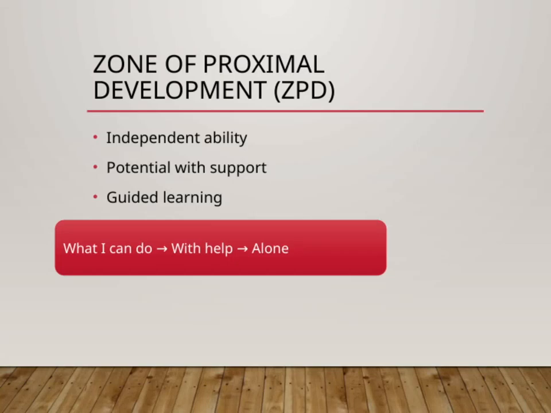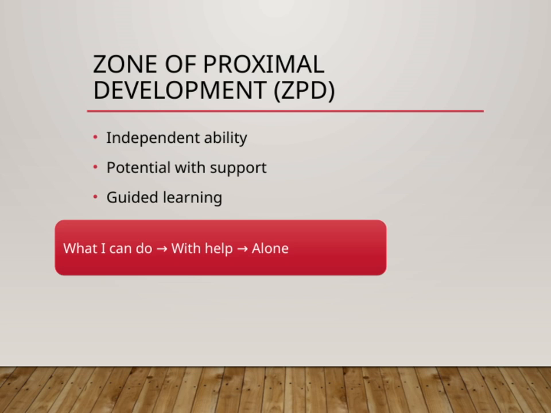Let's take a closer look at how a person's abilities can develop with different levels of support. On the left, we have what a person can do independently. These are tasks they can manage on their own. Moving to the middle, with some help or guidance, their potential expands. They can accomplish more than they could alone. And on the right, we see what they can achieve when they are guided through learning, which is where the real growth happens.